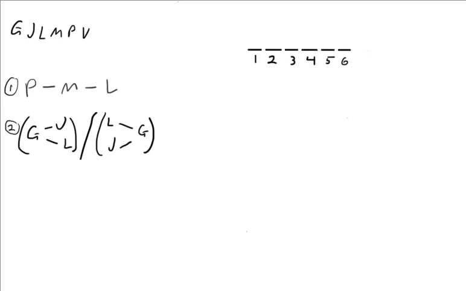Our third rule is very similar to our second rule. It says that V is either before G or after P, but not both.